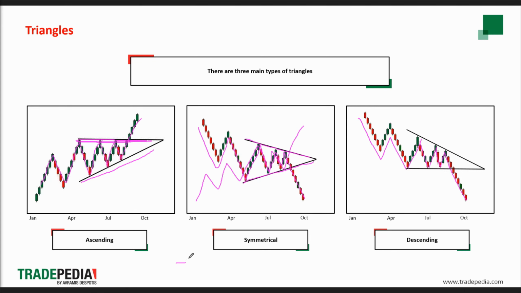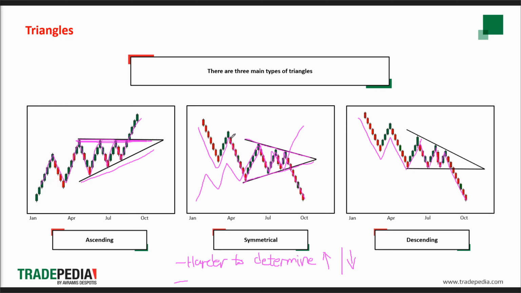So the harder thing about the symmetrical triangle is that it's harder to determine which direction it will break out. Let me just write here: harder to determine direction, either up or down. Please pardon my handwriting because I am using a pen. I will show you some examples of the symmetrical triangle later.